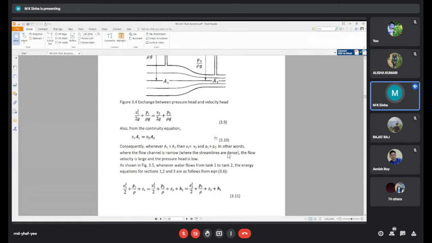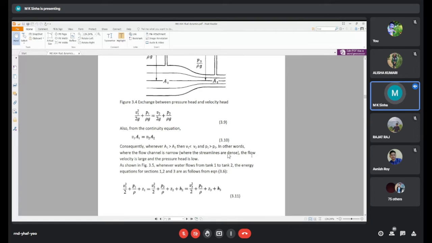Where we can see the pressure, that is, the fluid will rise in the tube according to the converging-diverging system. In these things, the summation of the pressure head, dynamic head, and potential head remains constant. We can check this from the experiment.